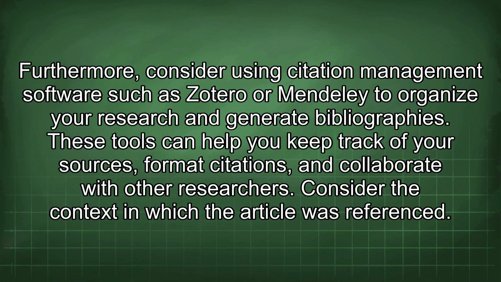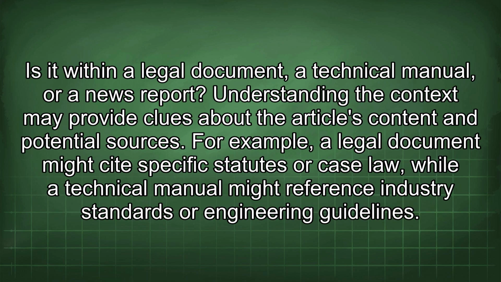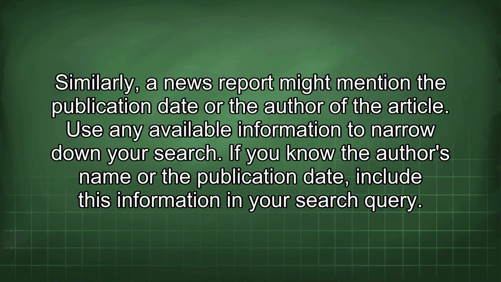Consider the context in which the article was referenced. Is it within a legal document, a technical manual, or a news report? Understanding the context may provide clues about the article's content and potential sources. For example, a legal document might cite specific statutes or case law, while a technical manual might reference industry standards or engineering guidelines. Similarly, a news report might mention the publication date or the author of the article.